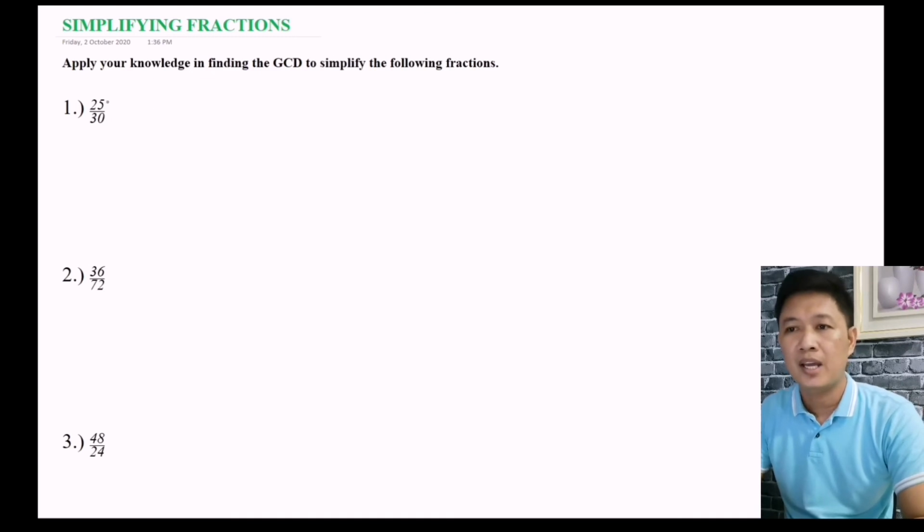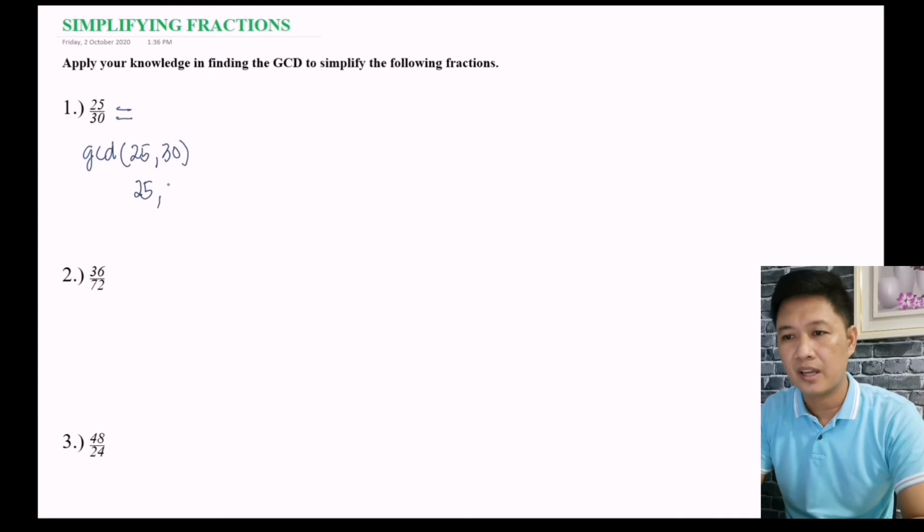Try natin itong number 1. That's 25 and 30. Okay? So, ano kaya ang simplest form ng 25 over 30? So, alamin muna natin ang GCD ng 25 and 30. So, we have 25 and 30 using the repeated division. So, can we divide 25 and 30 by 2? Hindi. Kasi hindi sila even, pareho. So, therefore, ano lang ang pwede? Pwede sa 5. Very good.